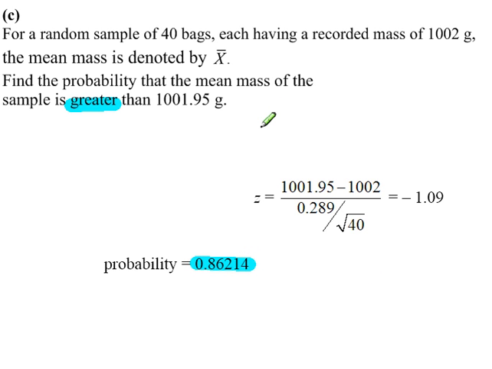So even though we started off by looking at the rectangular distribution, because the sample size was large and we're looking at sample means, we can use the central limit theorem and the normal distribution to calculate probability.